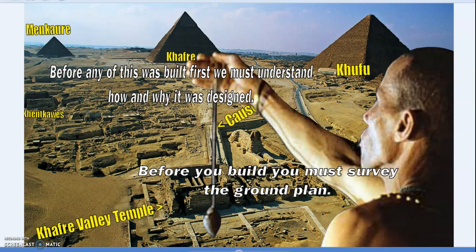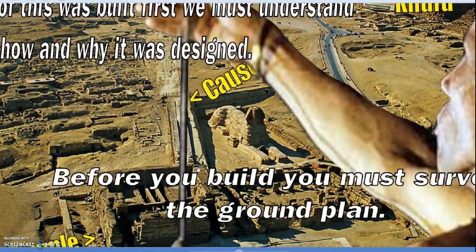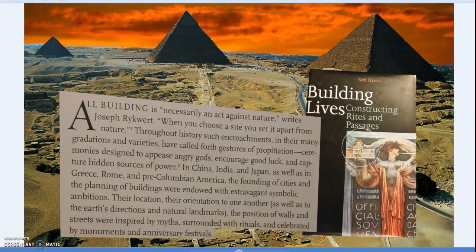So before any construction, we must design and we must survey. And to do a survey, we need a 0-point marker, and that 0-point marker is right here on the northwestern corner of the Khafre Valley Temple, and I will prove this without doubt, well beyond reasonable doubt at least.